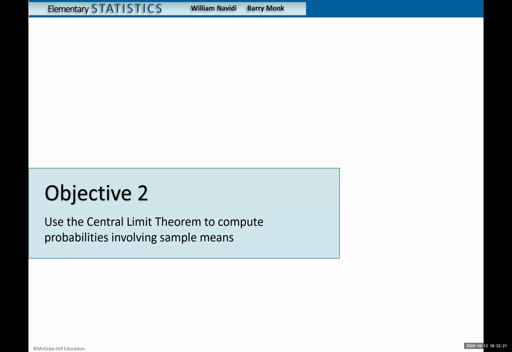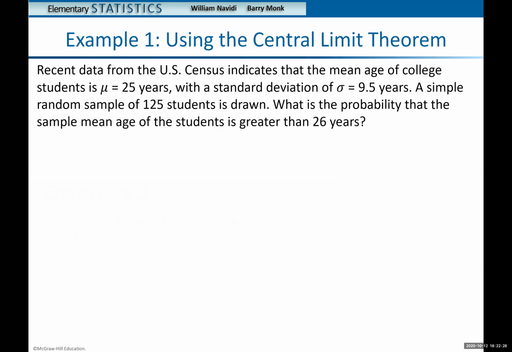All right, next is use the central limit theorem to compute probabilities involving some sample means. Example 1. Recent data from the US Census indicates that the mean age of college students is 25 with a standard deviation of 9.5. A simple random sample of 125 is drawn. What is the probability that the sample mean age of the students is greater than 26 years?